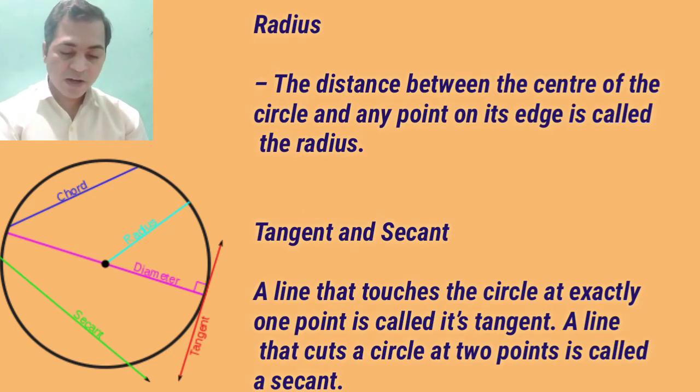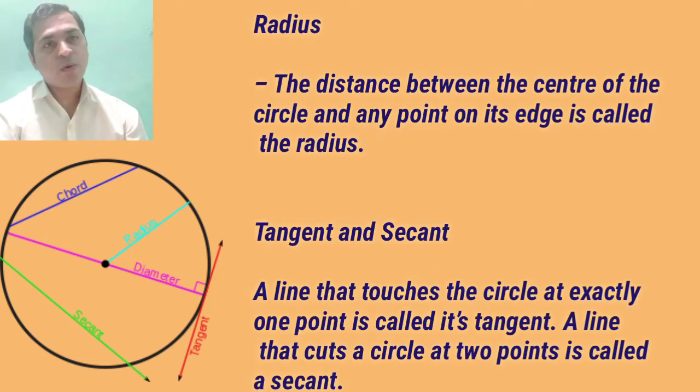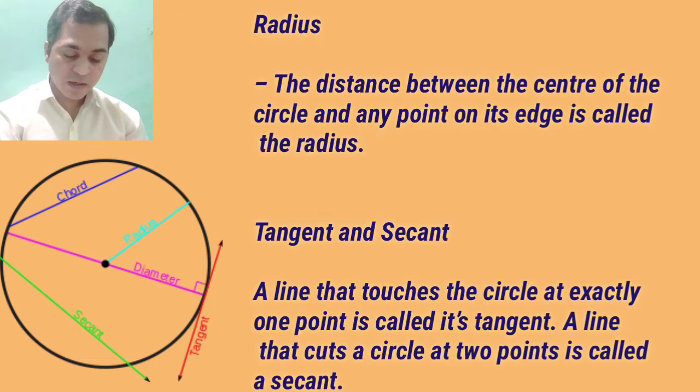So students, in the given diagram you can see the radius, which we discussed earlier. A tangent is passing through 1 point of a circle. The red line is the tangent. And a secant is passing through 2 points of a circle. So this green line is the secant, because it passes through 2 points of a circle. Now moving to the next slide, chord, diameter and arc.